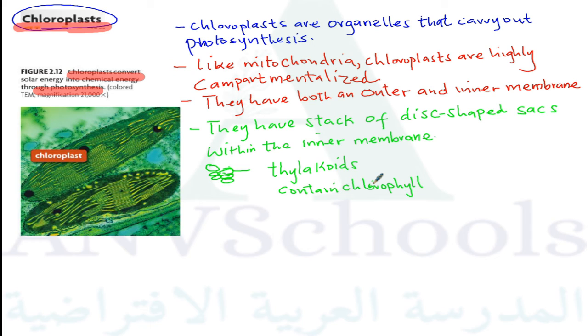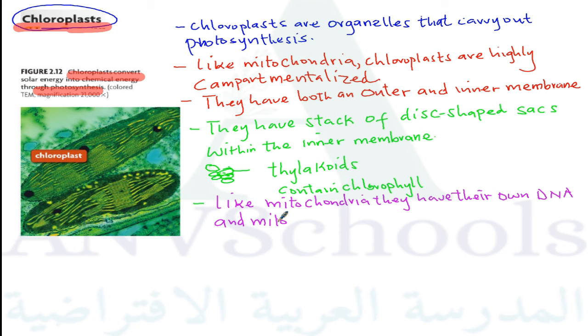Like mitochondria, chloroplasts also have their own ribosomes and DNA. They have their own DNA and ribosomes.